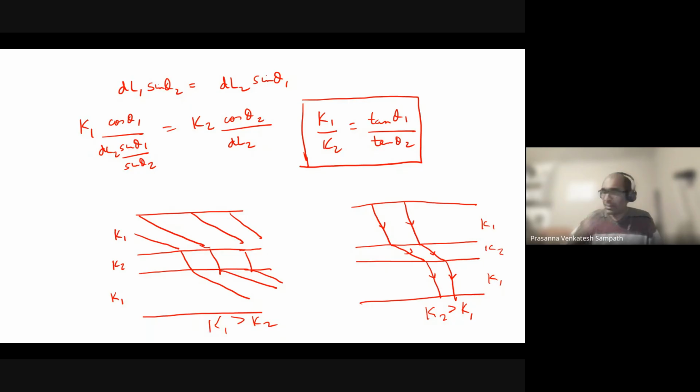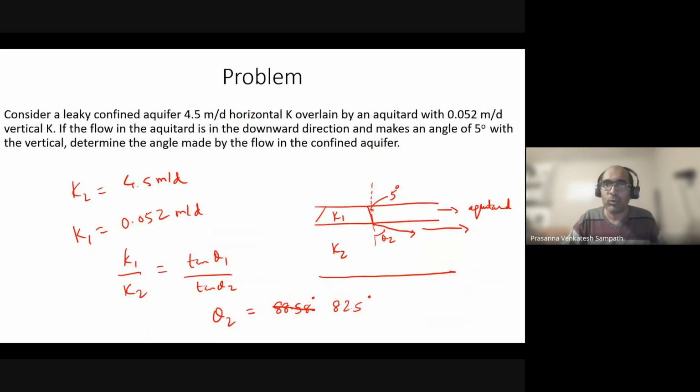Okay, so let us solve one quick problem using this equation and then we'll move on. Consider a leaky confined aquifer with 4.5 meters per day horizontal K, overlain by an aquitard with 0.052 meters per day vertical K. If the flow in the aquitard is in the downward direction and makes an angle of 5 degrees with the vertical, determine the angle made by the flow in the confined aquifer.